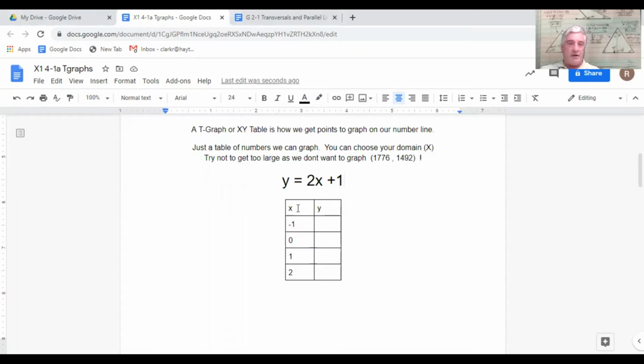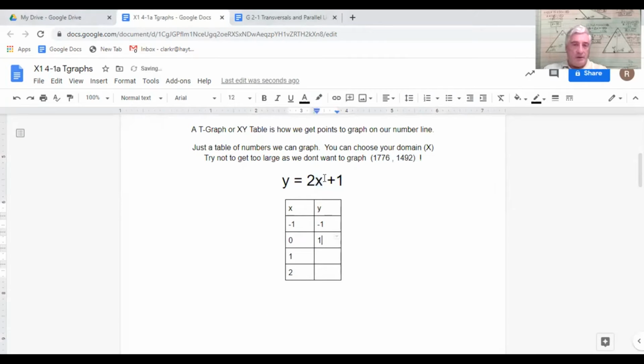So we're going to take our domain here. Minus 1 times 2 is minus 2, plus 1 is minus 1. We're going to put in 0. 0 is the easy one. I always get 0 because when x is 0, it's not there. So 2 times 0 is still 0. And we add 1, we get 1.